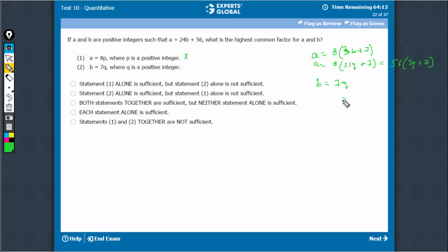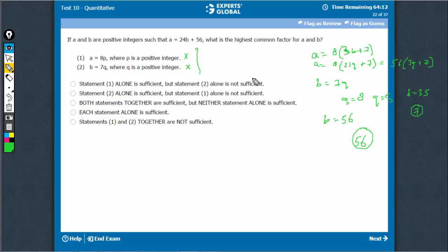Now if q is a multiple of 8, q has an 8 in it, for example, let's say if q is equal to 8 itself, then b is equal to 56, and the highest common factor in this case of a and b would be 56. But if q does not have an 8 in it, for example, let's say if q is equal to 5, in this case b will be equal to 35, and the highest common factor of a and b would now be only 7. So there are multiple possibilities. Statement 2 alone is not sufficient.